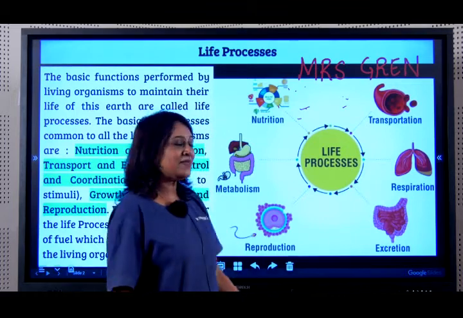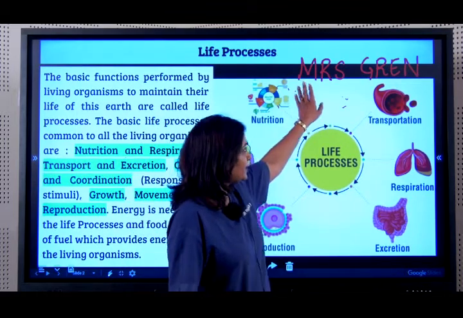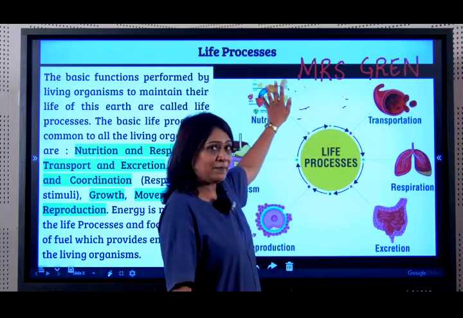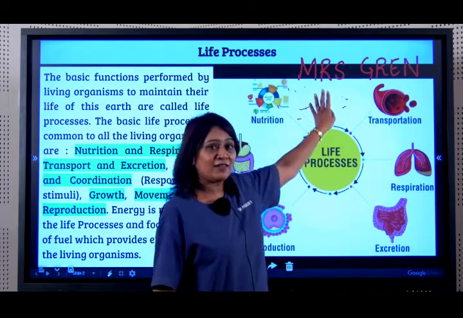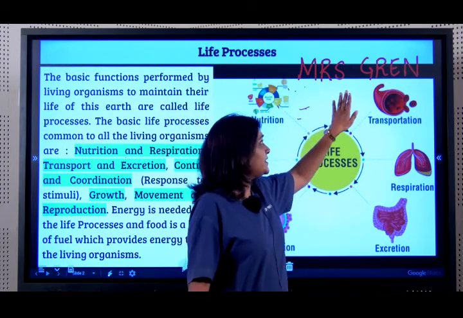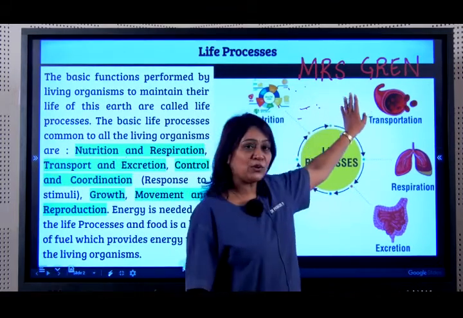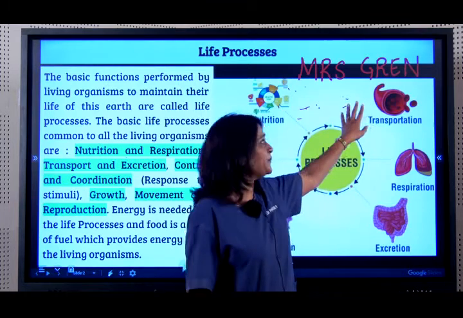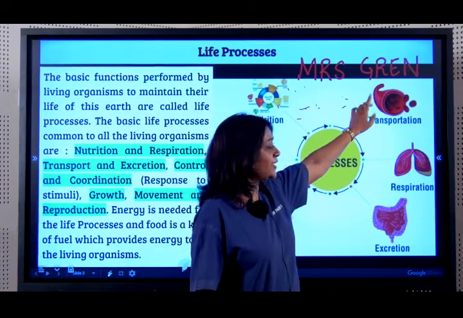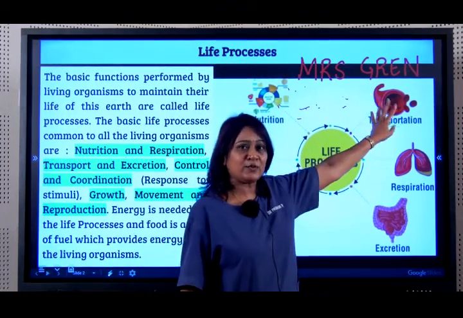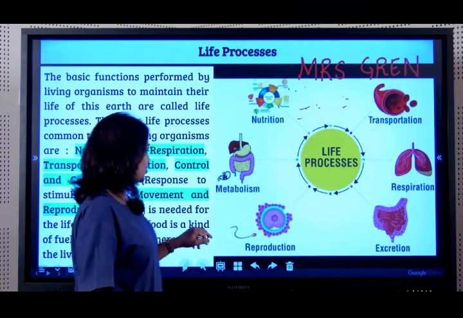To help you remember this, I'm going to give you a mnemonic called Mrs. Gren. M is for movement, R is for respiration, S is for sensitivity or stimulus, G is for growth, R for reproduction, E is for excretion, and N, though it comes at the last, most important, is nutrition.